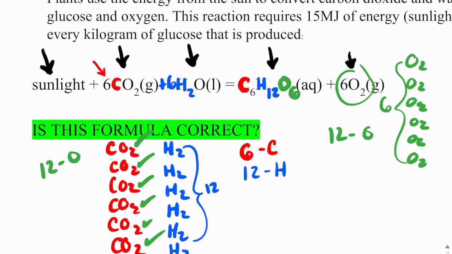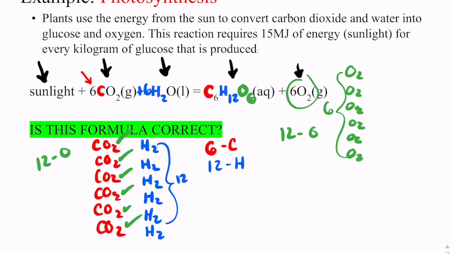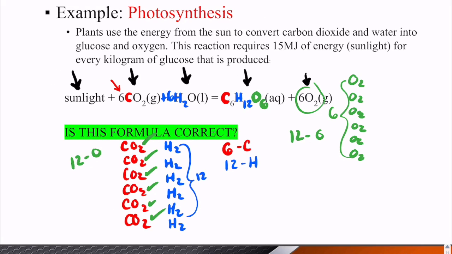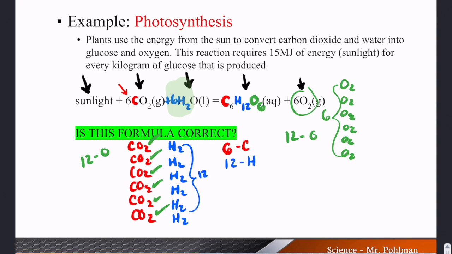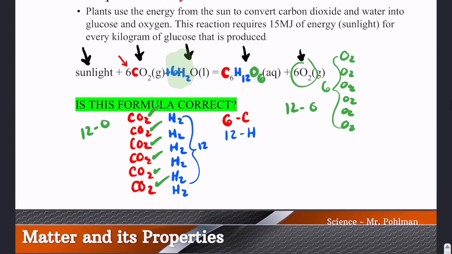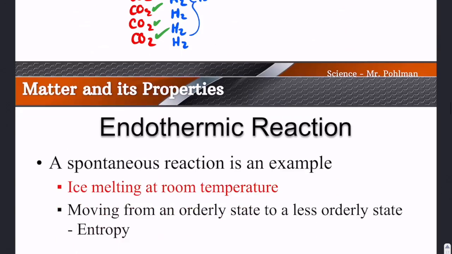So on this page, I don't want you to just leave it the way it is because it's not right. You need to make sure on your notes that you add the 6 in front of the H2 to make sure that it is a properly balanced equation. We can't just leave it alone and hope for the best. It's got to be correct. Okay. All right.